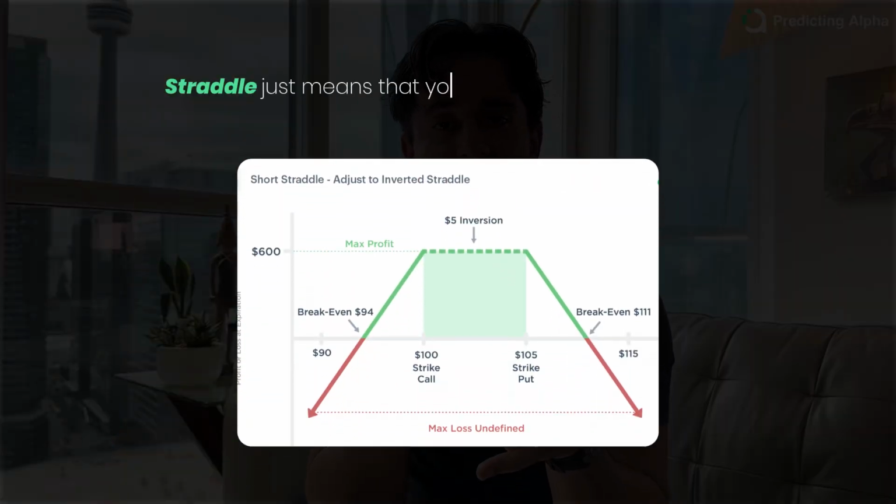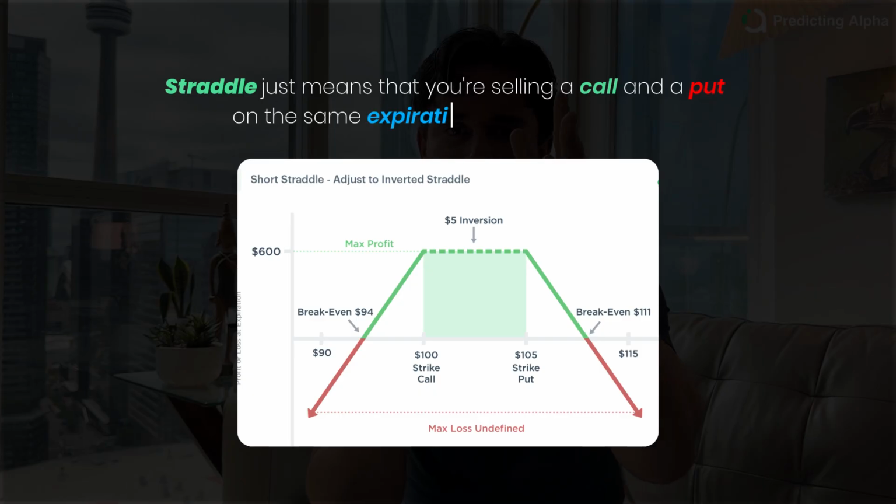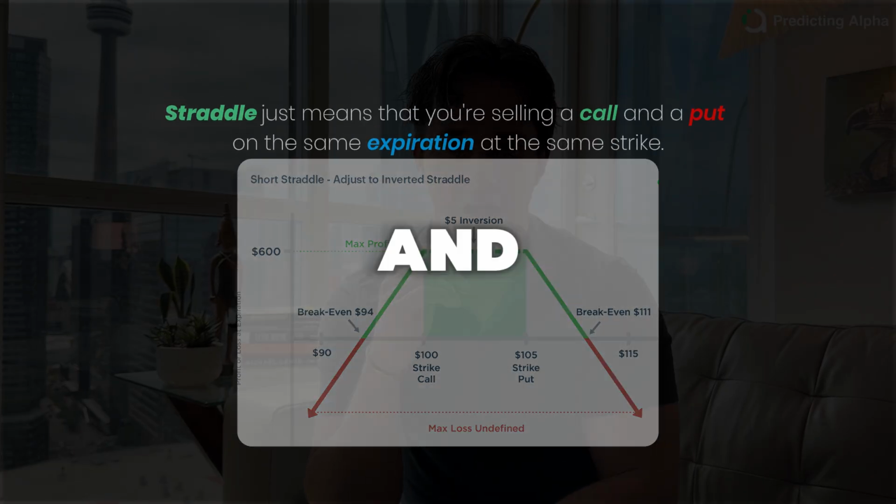A straddle just means that you're selling a call and a put on the same expiration at the same strike. And usually it's done right at the money. For example, let's say Apple is trading at $200. You would go out and you would sell the $200 call and the $200 put on the 10-day to expiration options. What you've created when you do this is a structure that looks like an upside down V, where your maximum profit is at the top of that upside down V and it's at the strike, or the stock price that is currently trading at. So $200 in our example.